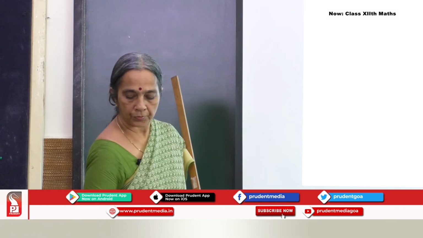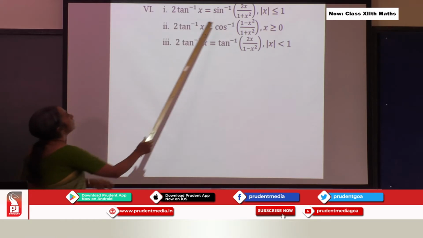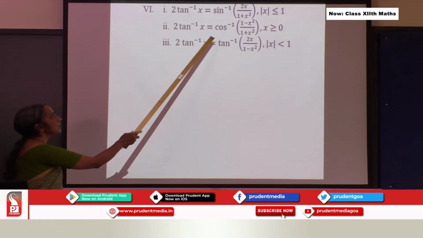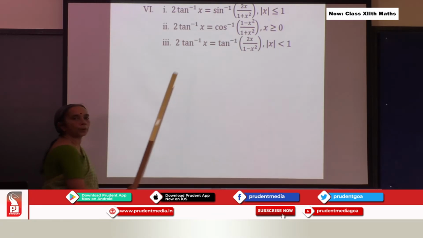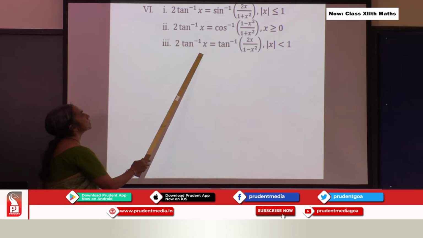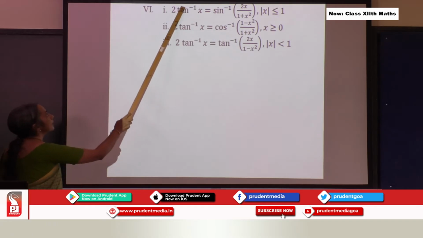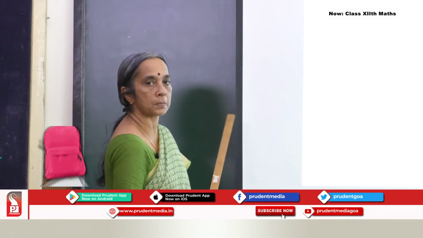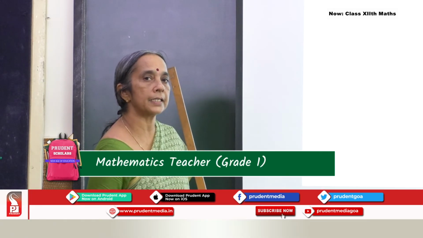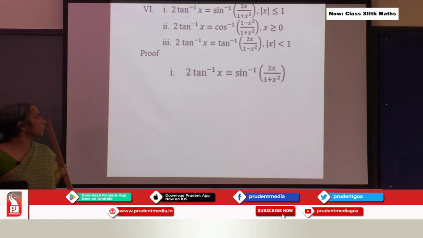The last set of properties of inverse trigonometric functions. 2 tan inverse of x is sin inverse of 2x upon 1 plus x square. 2 tan inverse of x is cos inverse of 1 minus x square upon 1 plus x square. The conditions are given here. 2 tan inverse of x is tan inverse of 2x upon 1 minus x square. All the three are 2 tan inverse of x, written in different forms. So they are derived from different trigonometry formulae. Let us see what are those formulae which you have learned in 11th standard. First one, 2 tan inverse of x is sin inverse of 2x upon 1 plus x square.